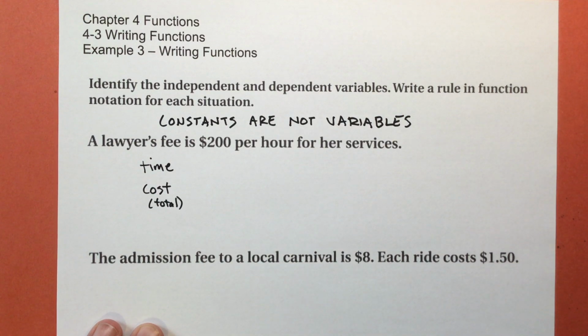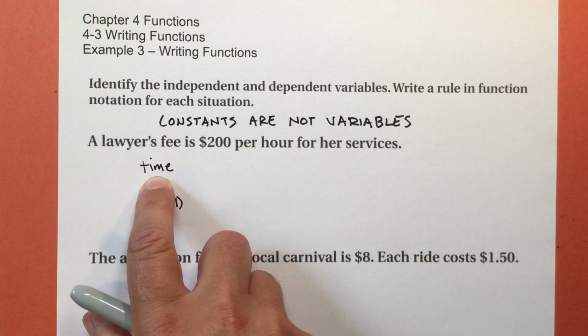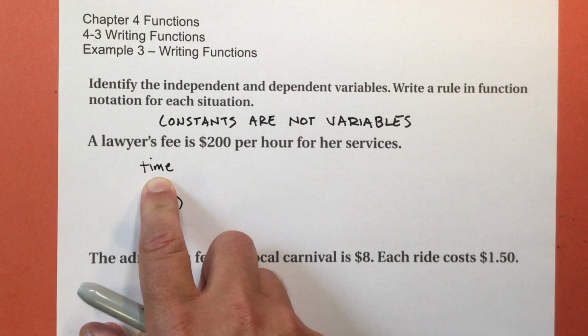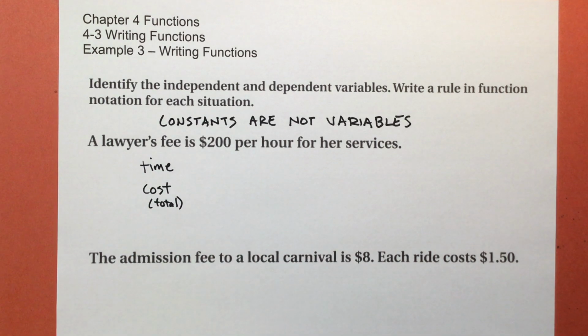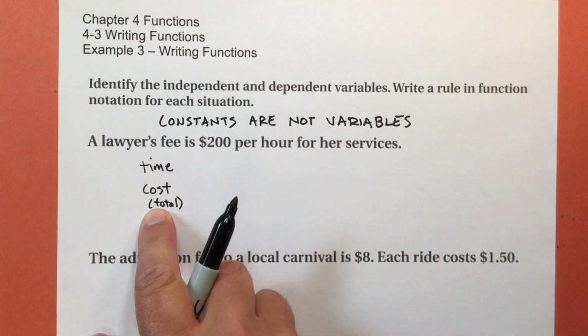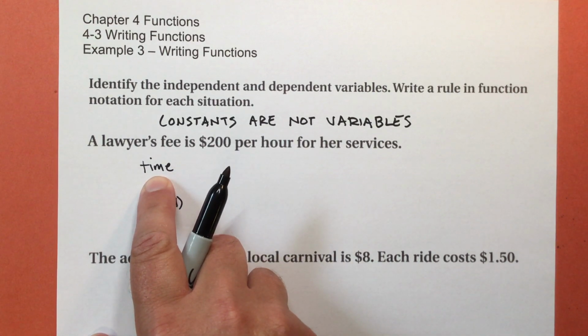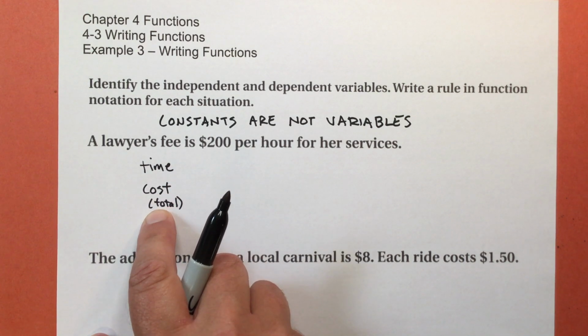All right? What are the two variables? Well, one variable that I can measure is how much time this lawyer is working on this case, or whatever the lawyer's been hired for. And the result of that is the cost. Now, usually, if time or cost either one, this one has both of them, but if one of these is in a problem, time is almost always independent and cost is almost always dependent, or at least total cost.